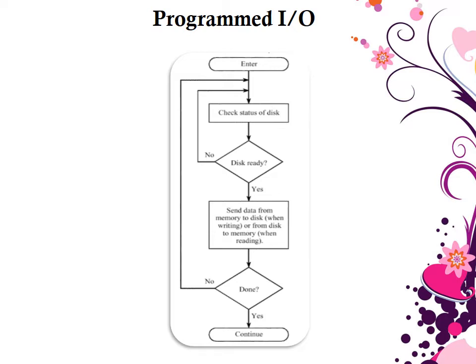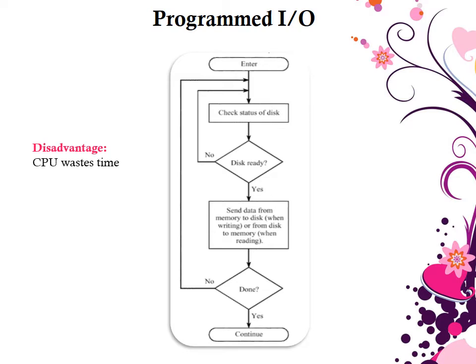So this is a very simple and easy process. Once it is done, we have completed. Again, the second time when we write the data, it has to go for checking the status. Suppose the disk is not ready, then it has to wait and again go for checking the status of the disk, whether it is ready or not. So this particular process is called programmed input output.